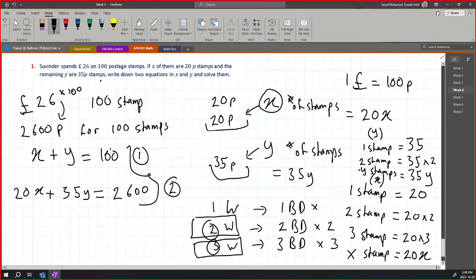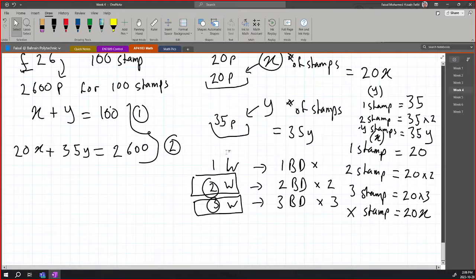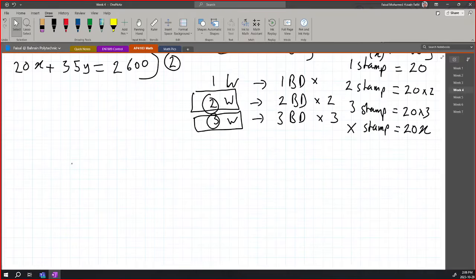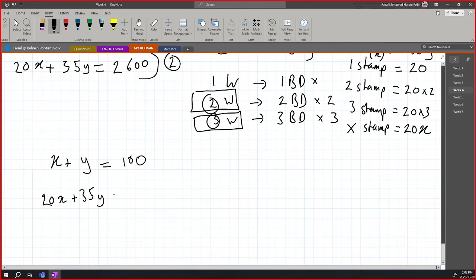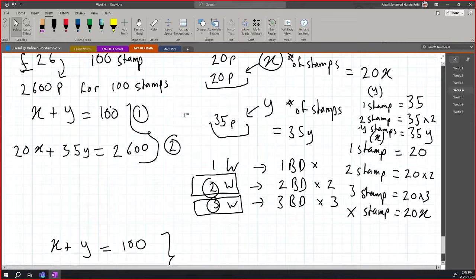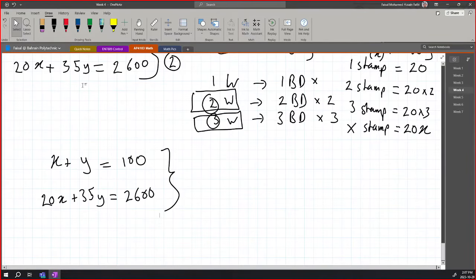It's not mentioned in the question how you have to solve it. Okay, x plus y is equal to 100 and 20x plus 35y is equal to 2600, and that's it. And now we solve. Before I solve, now the math starts. Here was the logic part, understanding the question and formulating our equations. Now it's the math part.